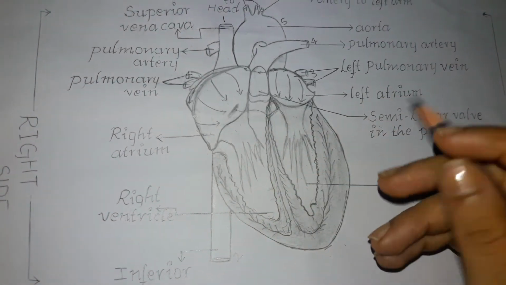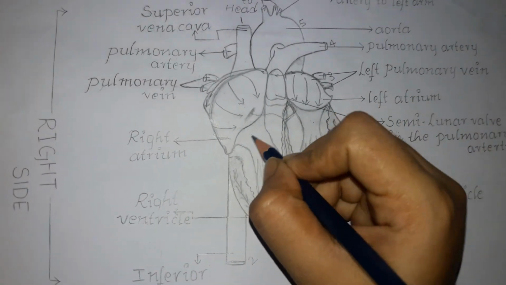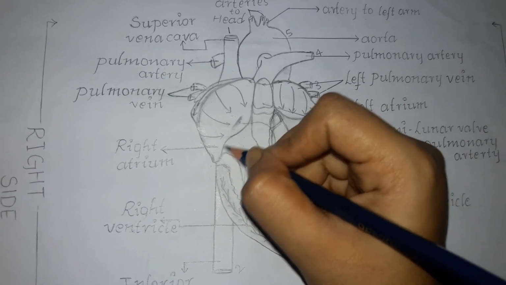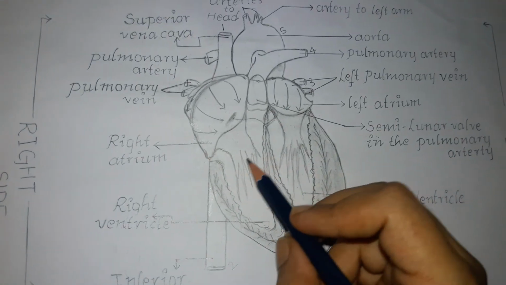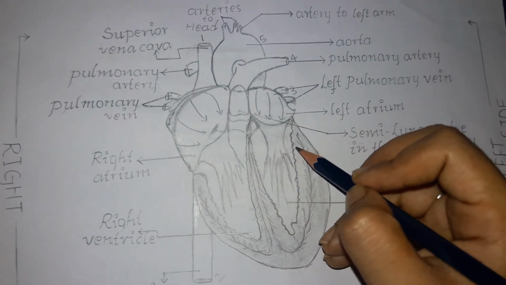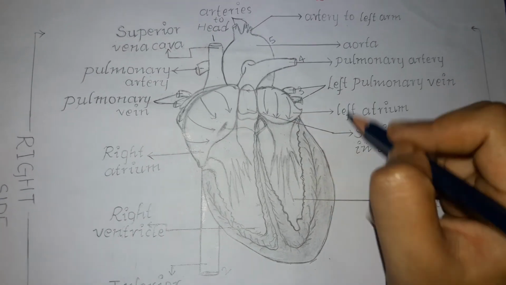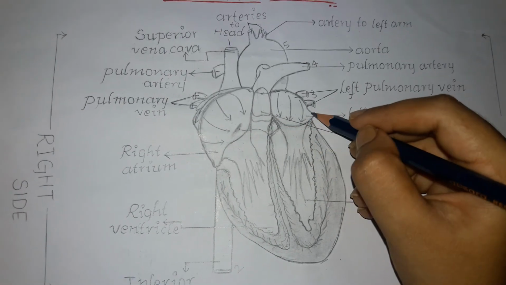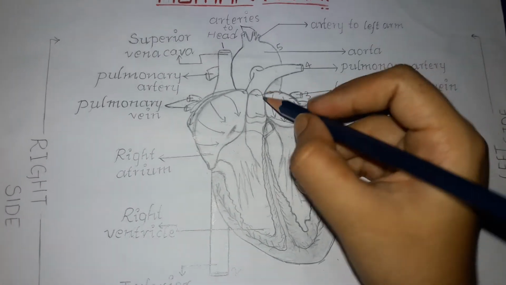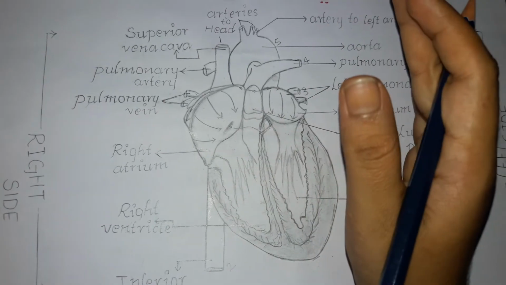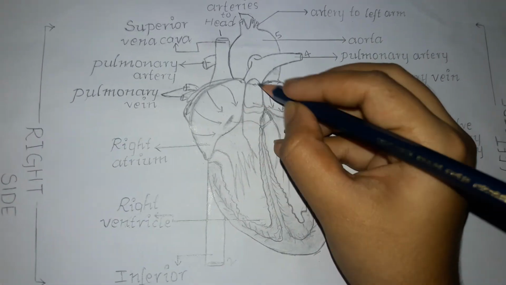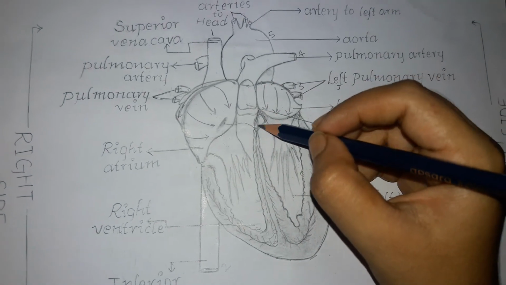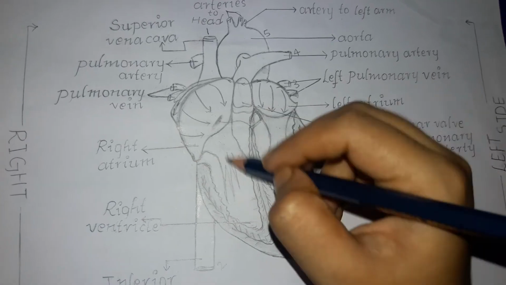And I'll say positions of valves. Okay, tricuspid valve, it is present between right atrioventricular septum. Okay, this is tricuspid valve. And bicuspid valve is present between left side atrioventricular septum here. And pulmonary valve is present here in aortic septum. And aortic valve is present in ventricular septum.